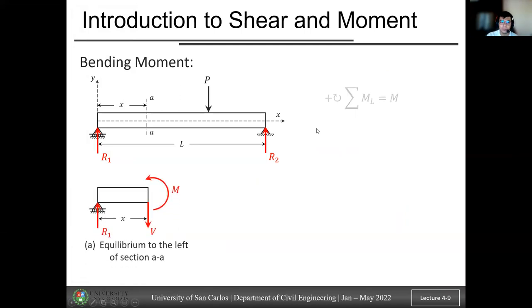So for the moment, on the left side, summation of forces on the left side is positive counterclockwise. So clockwise. And then the other one on the right side would be counterclockwise.